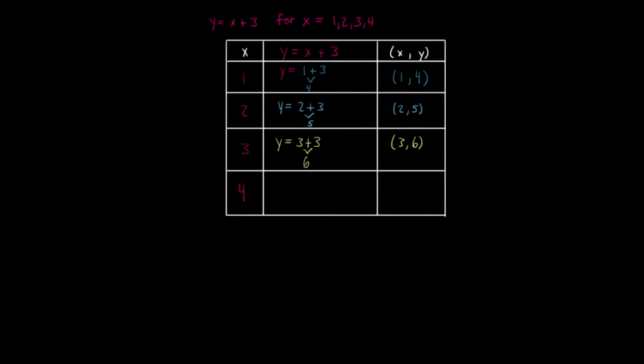And finally, y is equal to 4 plus 3. Well, 4 plus 3 will give a value of 7. So when x is 4, y is 7. Cool, so we've created our ordered pairs based off the given information in this equation. Let's take a look at another one.